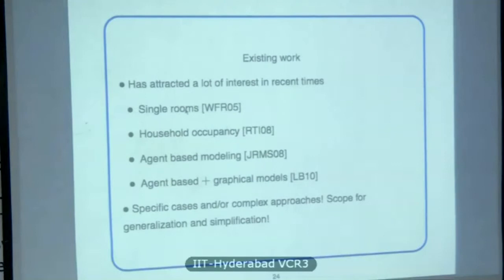Single rooms, household occupancy, take a very small household kind of setting. One room, let's say an office room. The single room is an office room. And then there are different techniques, agent-based modeling, where each person is modeled as an agent, and you include graphical models in some kind of a hybrid approach to modeling occupancy.